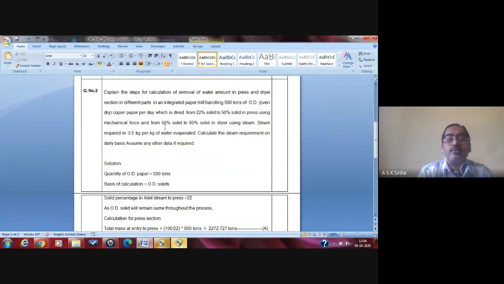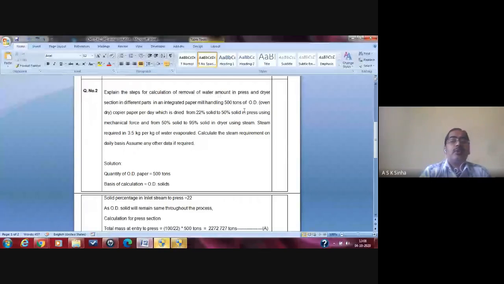Hello, dear students. This is the numerical related to paper machine operation. So here we'll be talking about the calculations related with the press and dryer section of the paper machine. As you know, a paper machine can be divided into three important sections: wire section, press section, and dryer section. First of all, the water is removed in the wire section, then the press section, and then in the dryer sections.